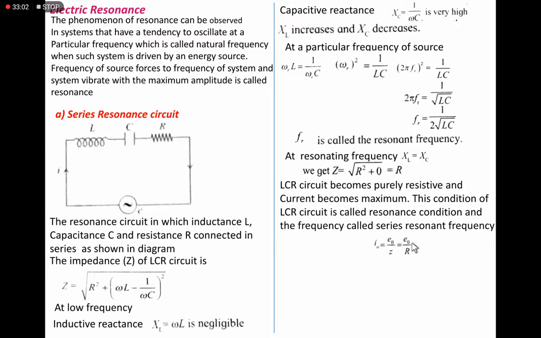So here by this equation, E naught by Z is equal to I naught, which is equal to E naught by R, because Z is equal to R, and the value of the impedance or the resistance is low, then the current will increase because it is in inverse proportion. So the current becomes maximum in the LCR circuit.